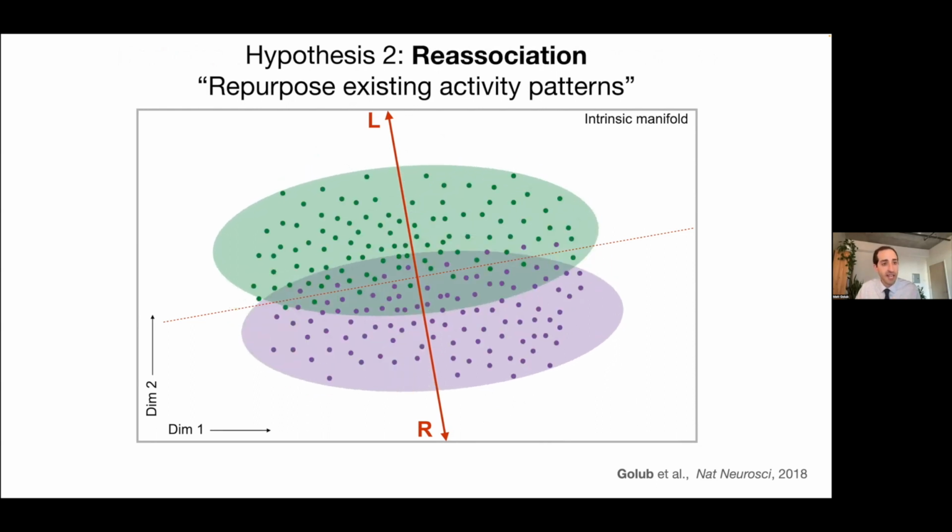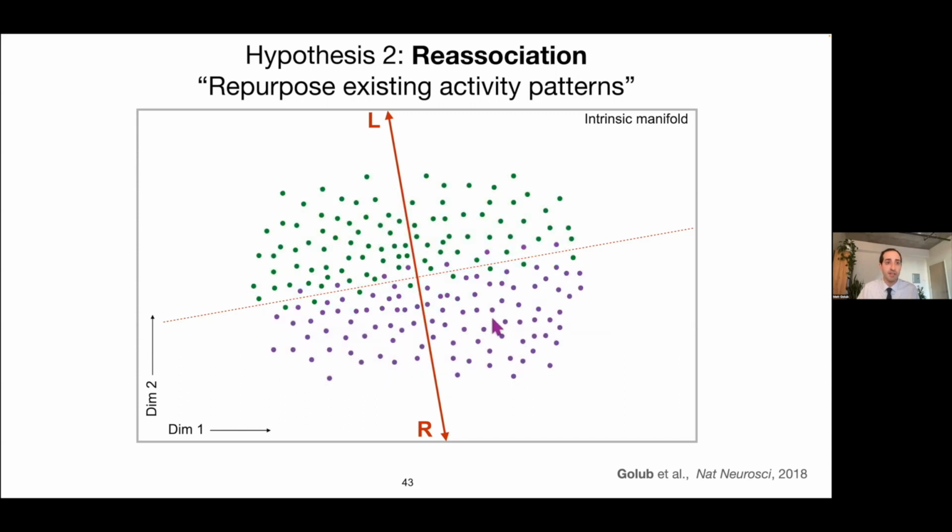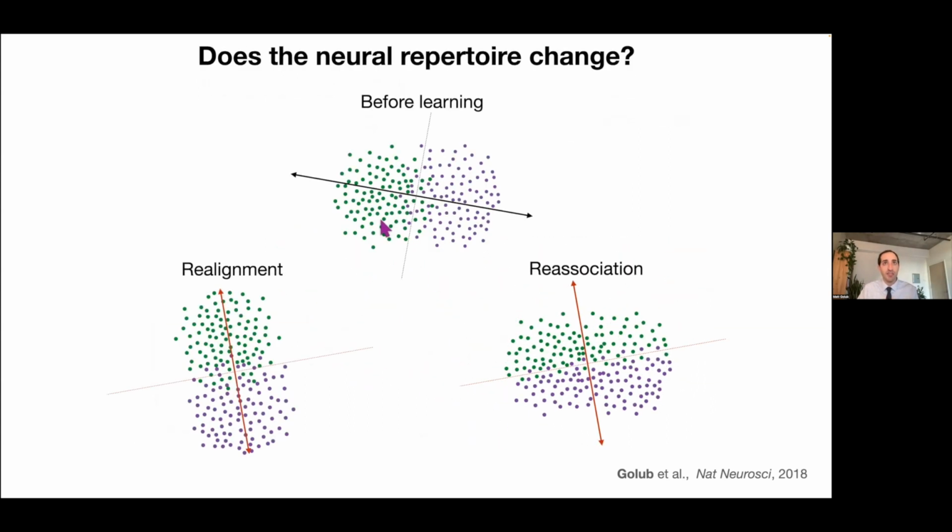So in this visualization, this just corresponds to recoloring all of the patterns. Here, the animal doesn't change the overall repertoire of the activity patterns, but simply reassociates each activity pattern with the movement that it actually causes through the new BCI map. Again, this is the before learning data. This is what we predict with realignment. This is what we predict with reassociation.